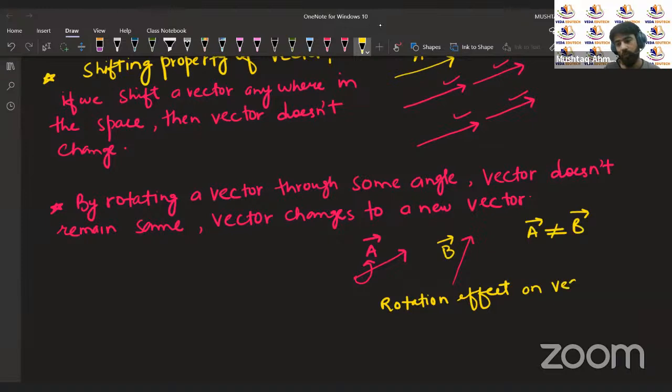So upon rotating a vector through some angle theta, the vector does not remain the same. The vector changes because of the change in direction. So these are the two important properties of a vector. One property is that we can shift a vector anywhere in the space parallel to itself without changing the length or rotating the vector. The vector does not change, the vector remains the same. But if we shift the vector by giving some rotation, then the vector does not remain the same, the vector changes.